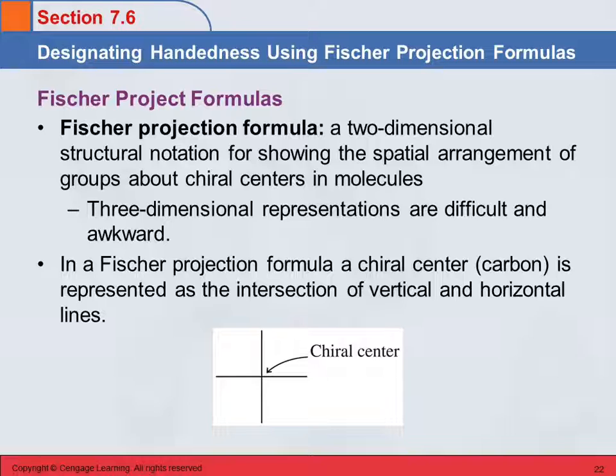And so Fischer projections are a widely used way of representing chiral molecules, especially the carbohydrates. A Fischer projection is a two-dimensional notation showing the three-dimensional spatial arrangement around the chiral centers. The way we do this is the chiral center is represented as the intersection of two lines. And so this would be the carbon atom in the center.